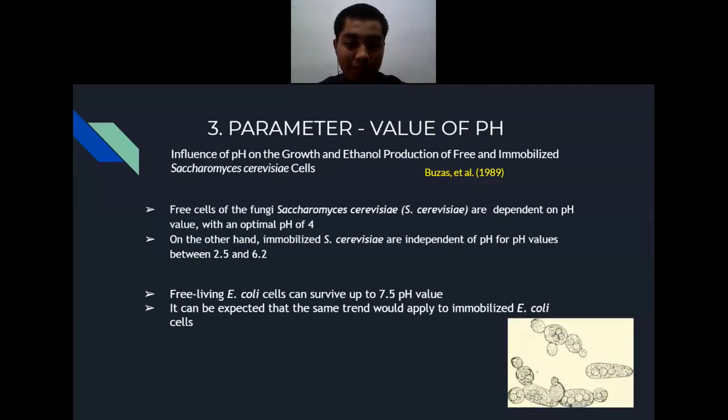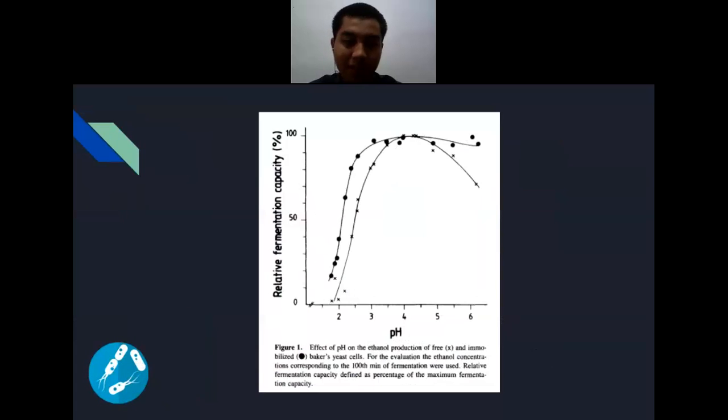2.5 and 6.2. The free living E. coli cells could survive up to 7.5 pH value since it is neutrophilic. Hence, it can be expected that the same trend would apply to immobilized cells as shown by the S. cerevisiae cells. Here is the graph done by Buzas. As you can see, as for free living cells, as the pH increases above 4, the relative fermentation capacity decreases. While for immobilized Baker C cells, it continues to thrive even as the pH level increases.